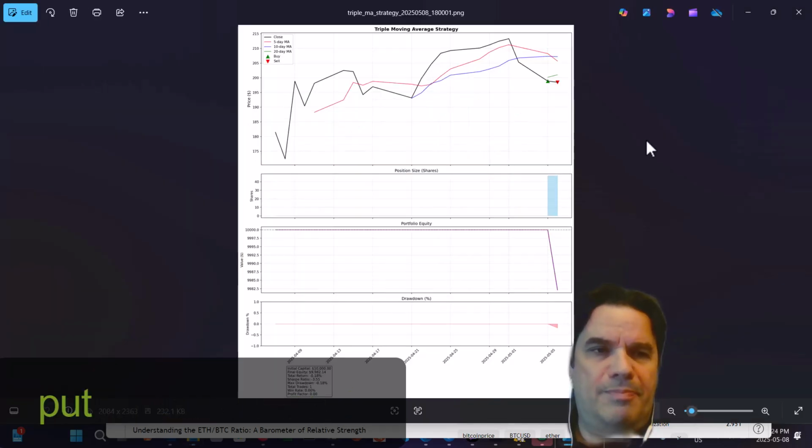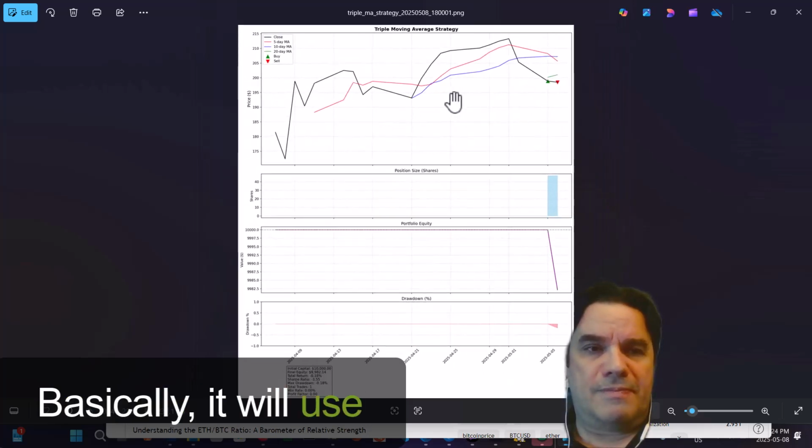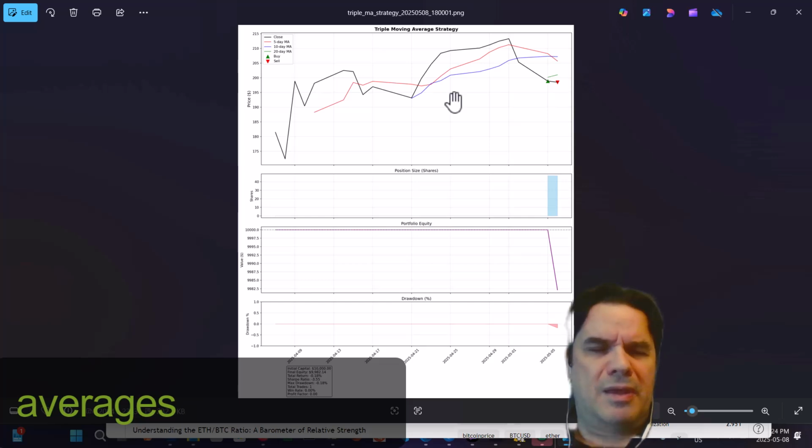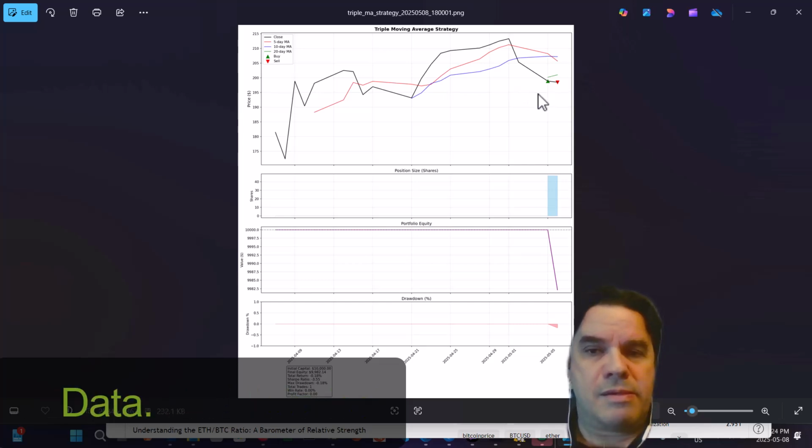I'm going to show you a new script that I put up, available on my public file share. If you want this script, it's a Python script. Basically, it will use three moving averages to generate profit or loss. This is using Apple historical data.